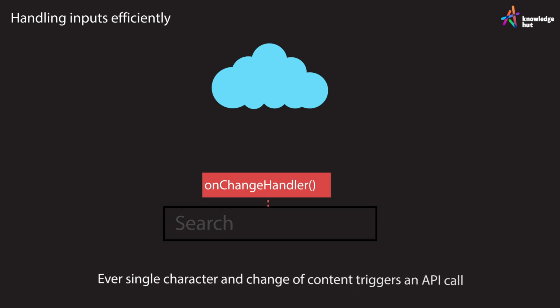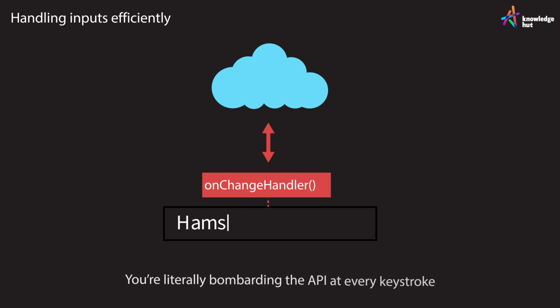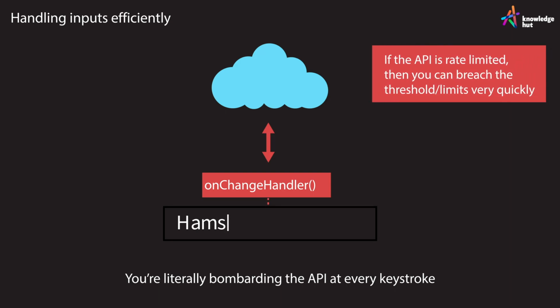This is because the onChange event listener executes the event handler function at every single change to the input field's contents. As you can imagine, this isn't efficient because you're literally going to bombard your API or database search with queries. If your API is rate limited, as it should be to prevent denial of service attacks, you may easily reach the threshold if you fire off a query for every single character that the user types or deletes in an input field.